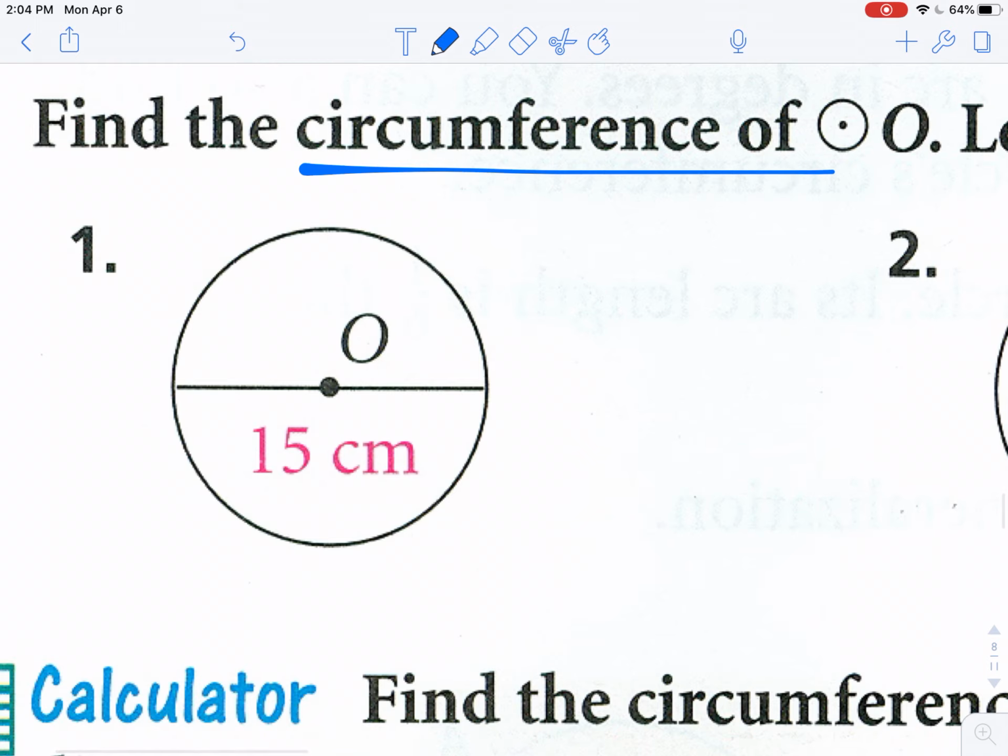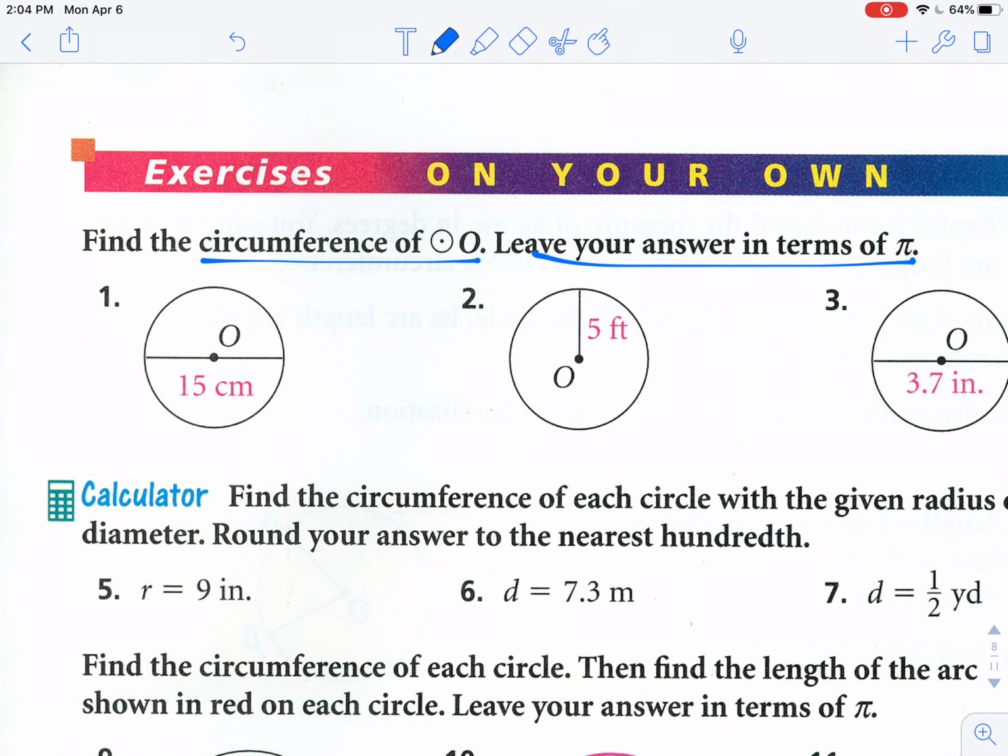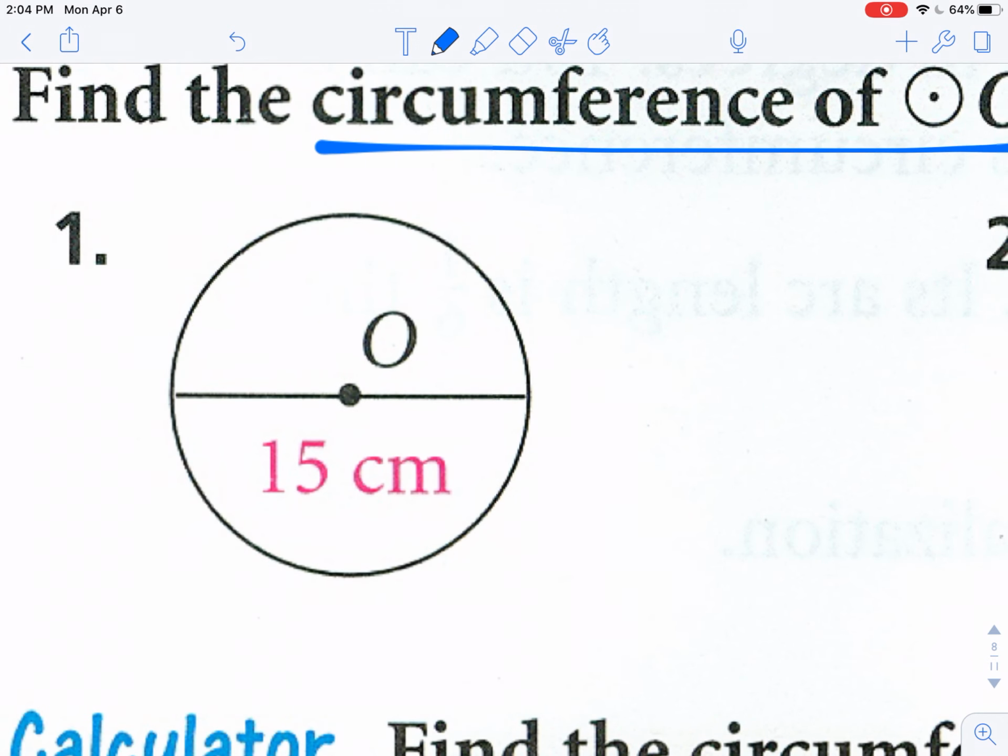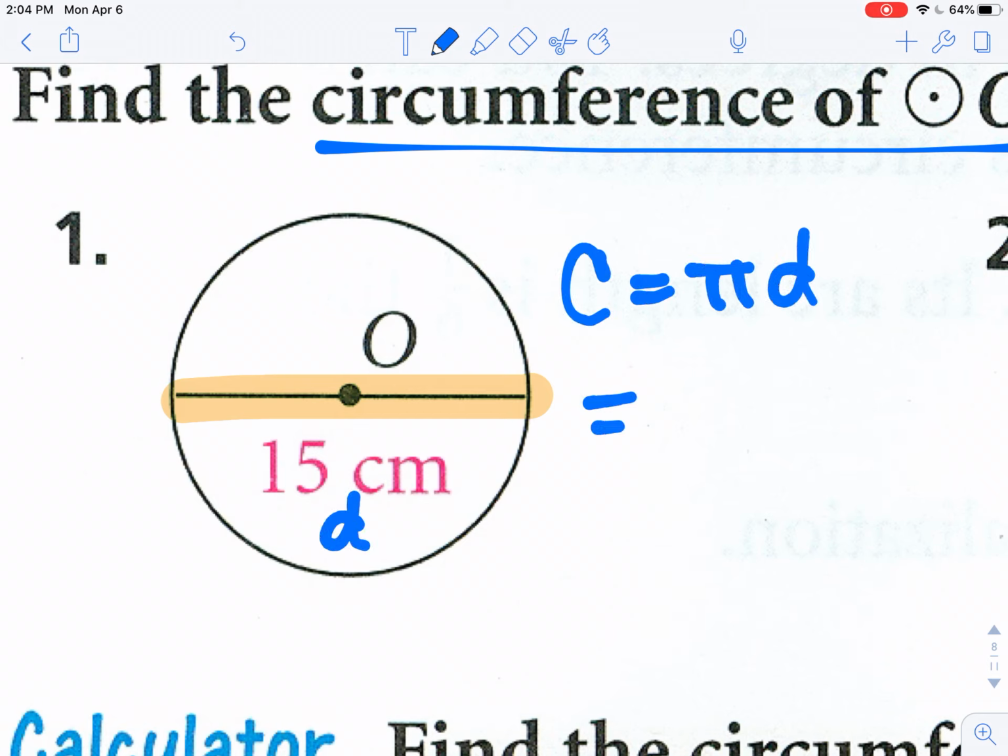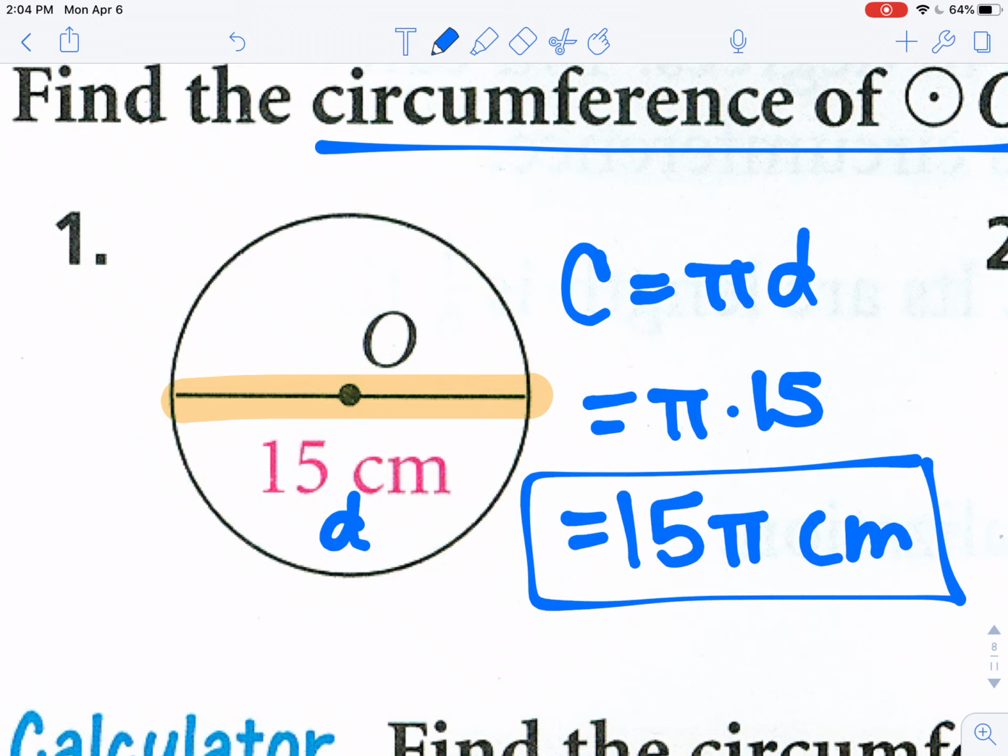All right, so just starting with number 1. We're looking for the circumference of circle O. We're leaving our answer in terms of pi, so exact answer. That means the same thing. I notice here, hey, that 15 centimeters, that's a diameter, so I'm thinking pi d. So pi times 15. Typically, we write the number first, so 15 pi centimeters. Okay, that's how we get cooking with that first one.